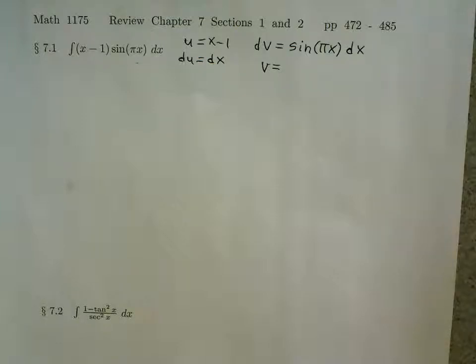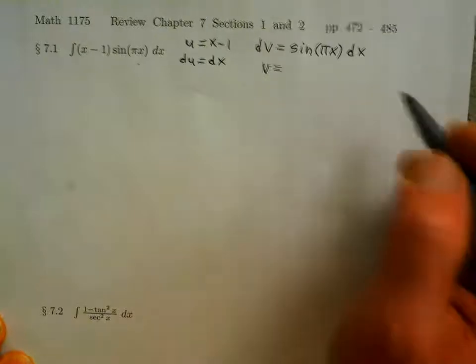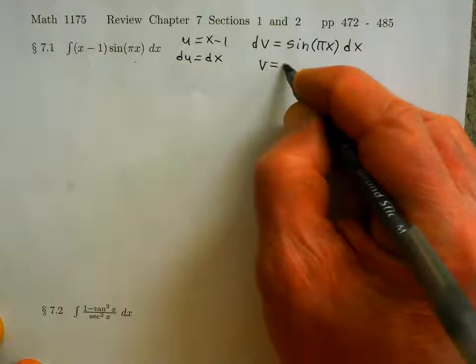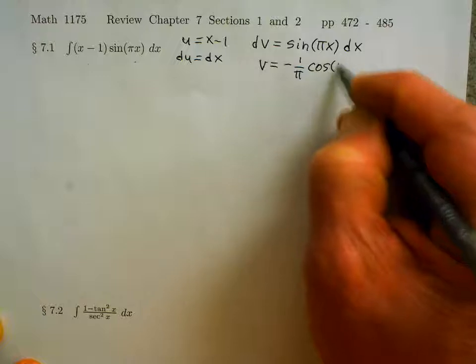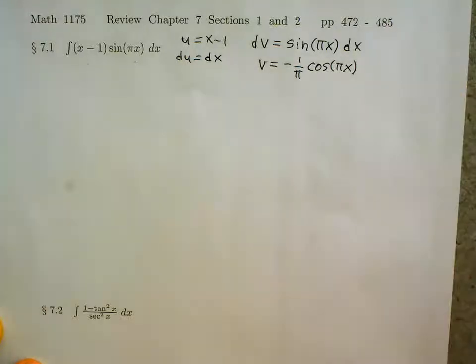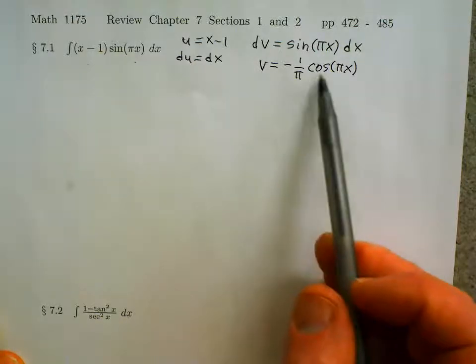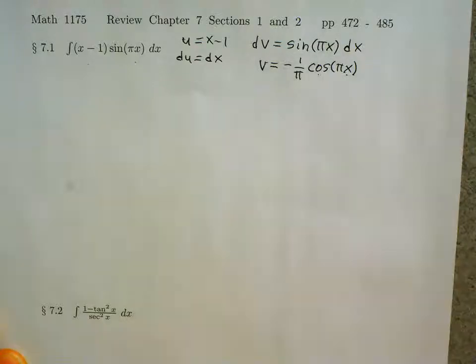So in general, an antiderivative of a sine function is negative cosine. Since we have this coefficient of pi, an antiderivative of sine of pi x is negative 1 over pi times cosine of pi x. And you can verify by taking the derivative of negative 1 over pi times cosine of pi x. You can show that that's equal to sine of pi x.